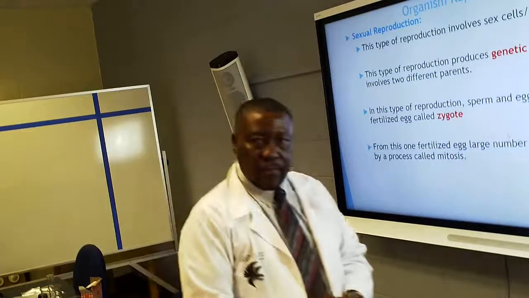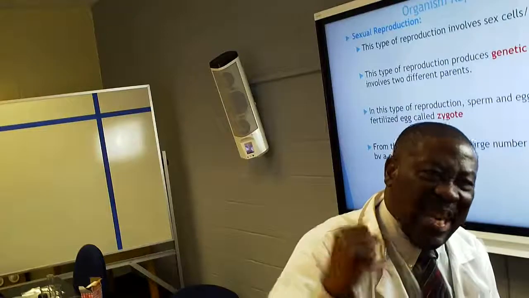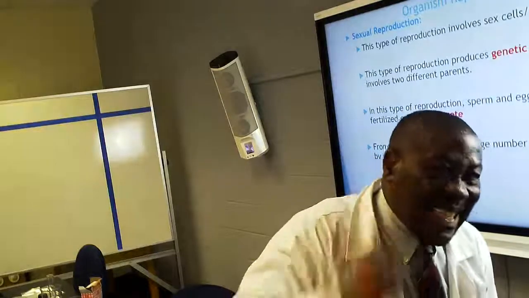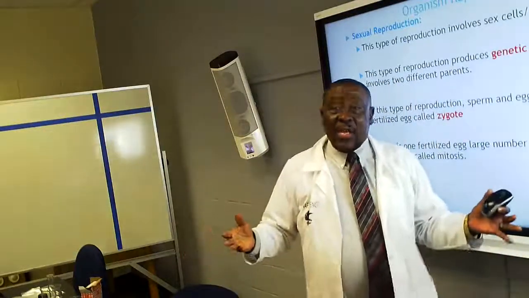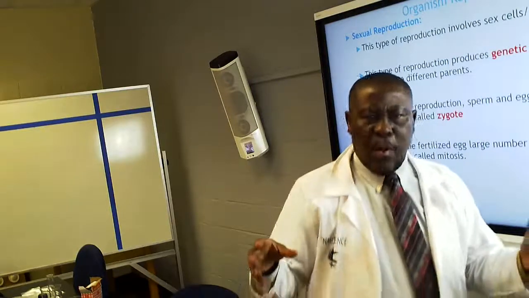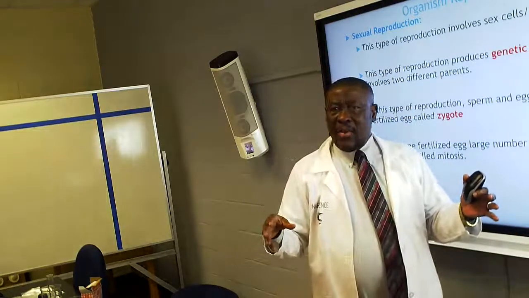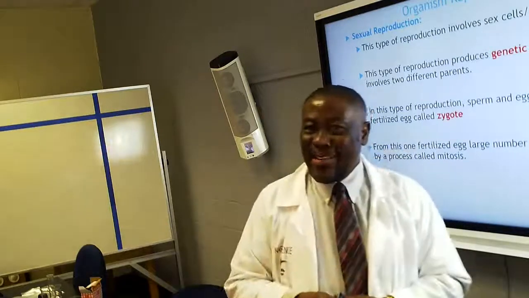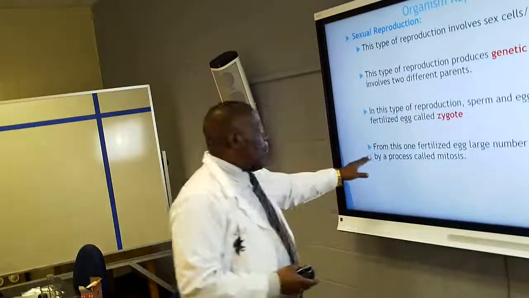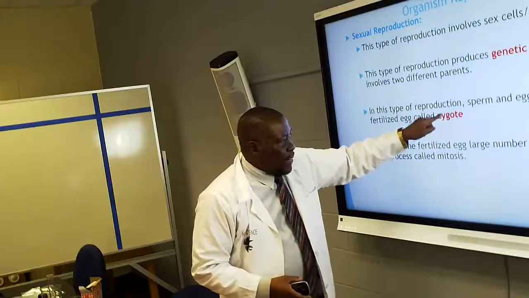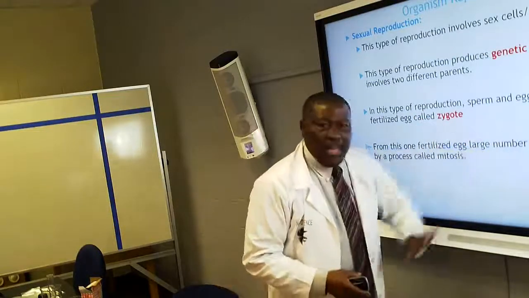So unless the head of the sperm actually enters the egg, you don't have fertilization. If you don't have fertilization, you don't have a baby. You can only have a baby when the sperm enters the egg. And once that sperm enters the egg, guess what you have? You have a zygote, the first cell, all right?